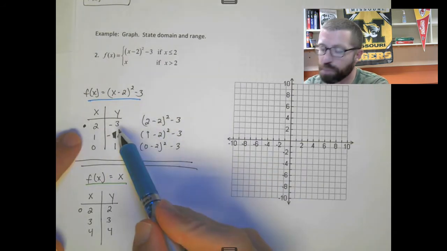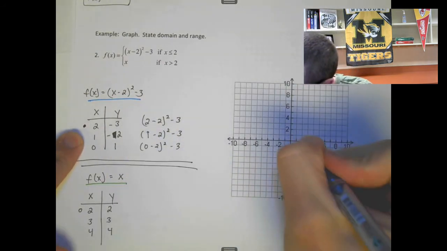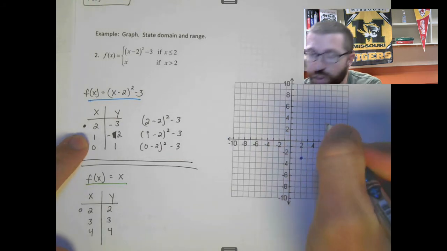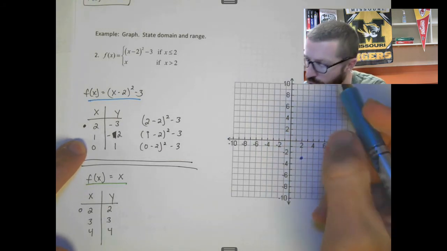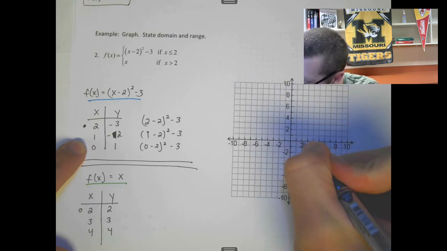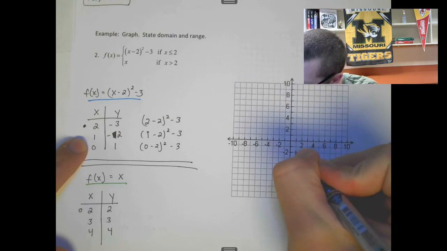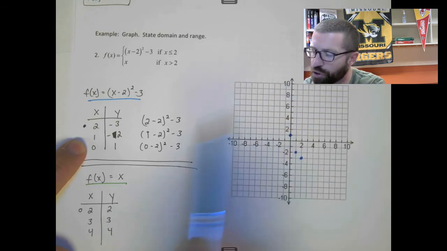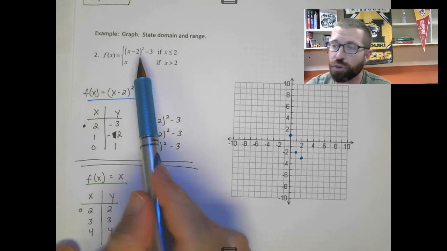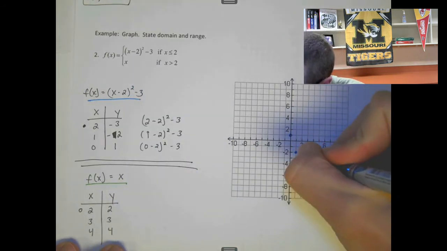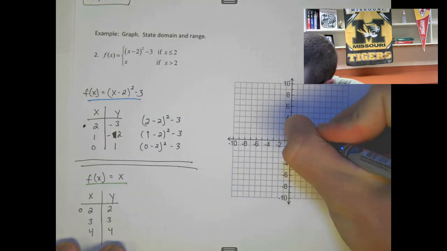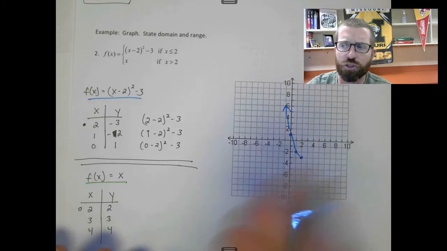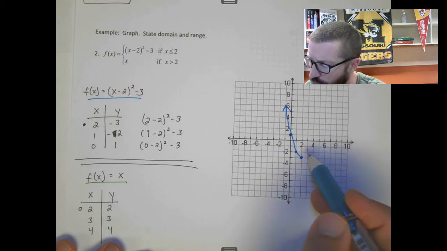So just simply plot the points. So 2, negative 3, and that's a closed circle. And then all the other ones are also closed. So 1, negative 2, and then 0, 1. And this looks good because we know we have this parabola, and so we got this U-shaped thing. And then it will continue on this direction. So we kind of try to draw the curve in there. It's not a straight line.